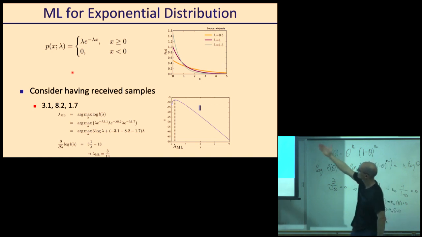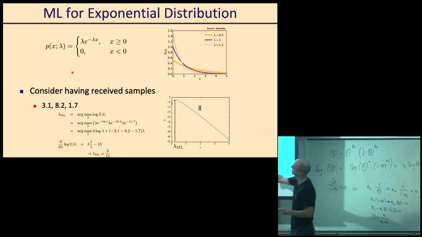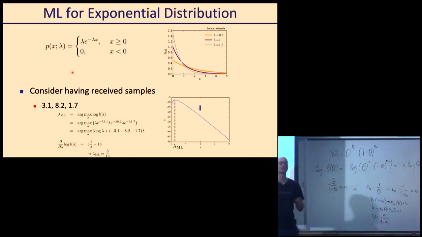You can just say, well, what's the probability of each of these samples under this density? Multiply all of them together, or take the log of the product of all of them, and then see what maximizes it. In this case, lambda is 3 over 13. That might not have been as easy to read off by just looking at these numbers. You might not have said, oh, it's 3 over 13.